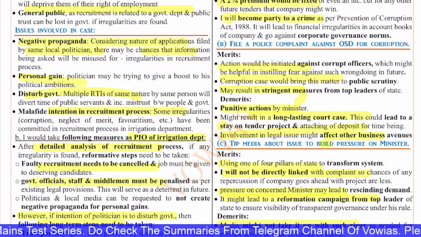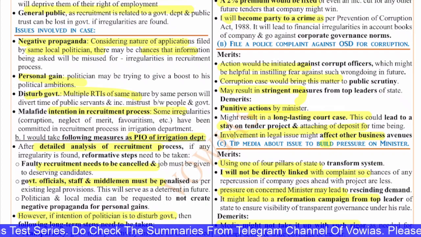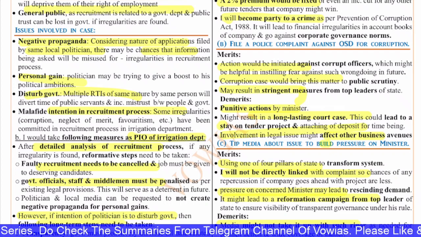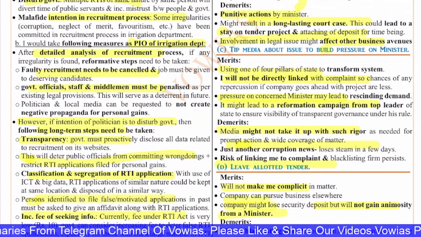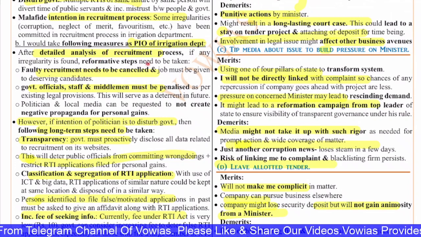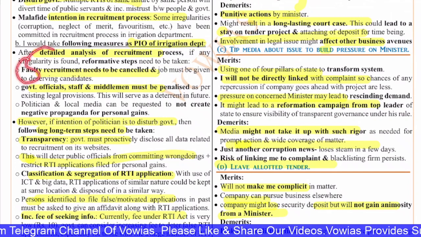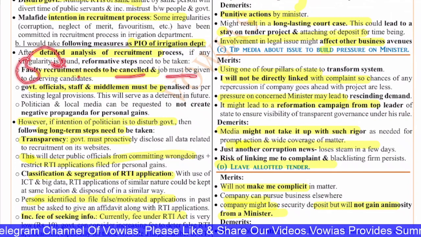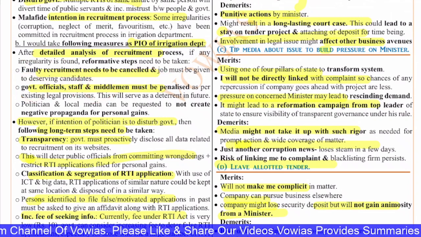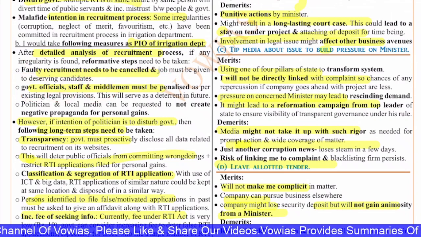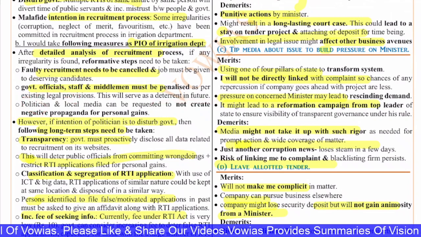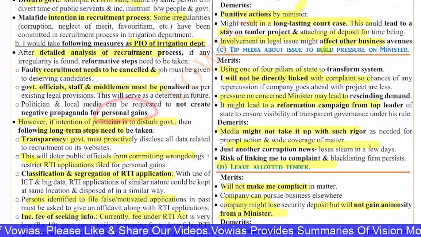So here, as a PIO of the irrigation department, I would take the following measures. So what are the measures? First, after detailed analysis of the recruitment process, if any irregularities are found, then reformative steps need to be taken. First, faulty recruitment needs to be cancelled and the job must be given to deserving candidates. Next, government officials, staff and middlemen must be penalized as per the existing legal provisions. This will serve as a deterrent in the future. Next, the politician and local media can be requested to not create negative propaganda for personal gains.